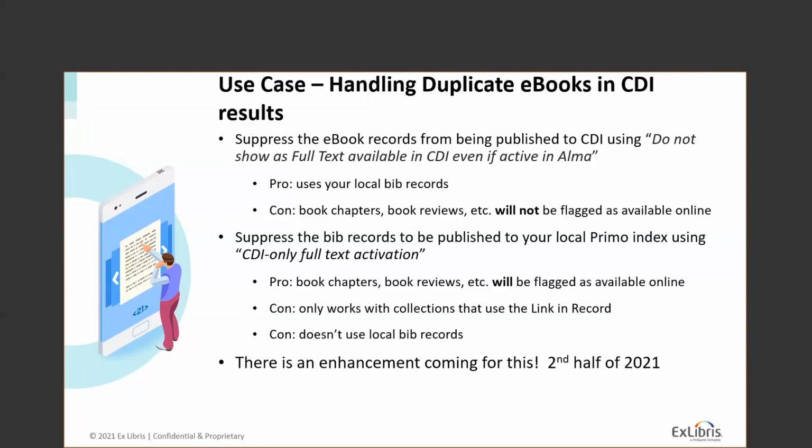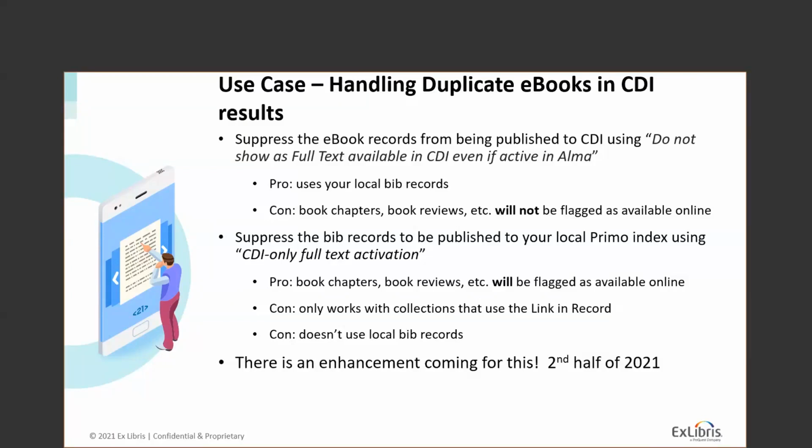So the pro is that it uses your local bib records. The con is that you're not going to get the book chapter level, the book review level. If it's a mixed package, you're not going to get the article level content flagged as available online. The other option, if it's a link in record type collection, you can use CDI-only full text activation and rely only on the CDI citations for access to that collection.